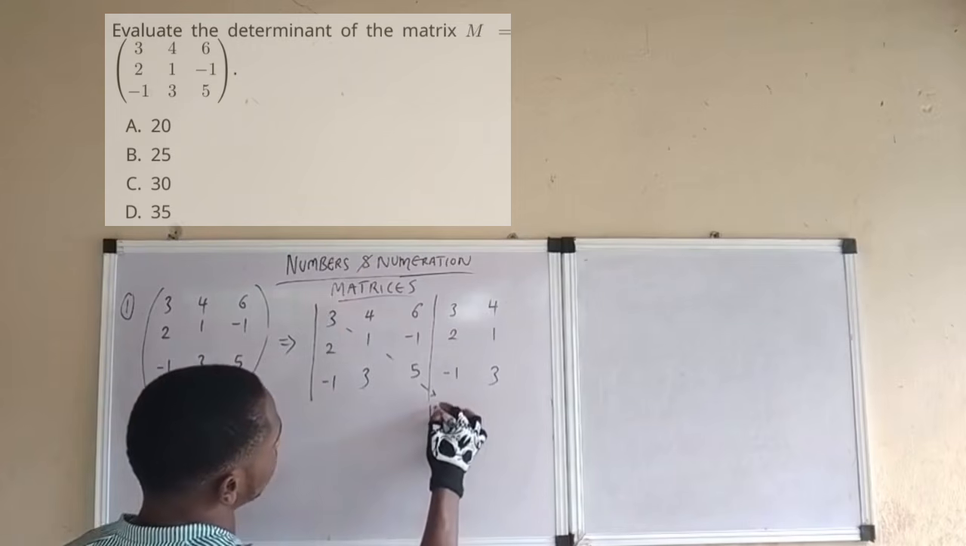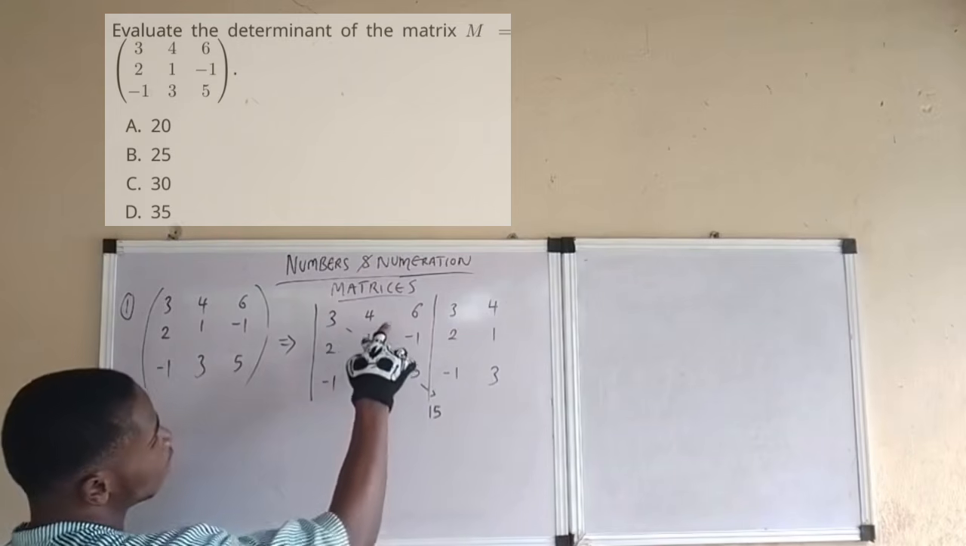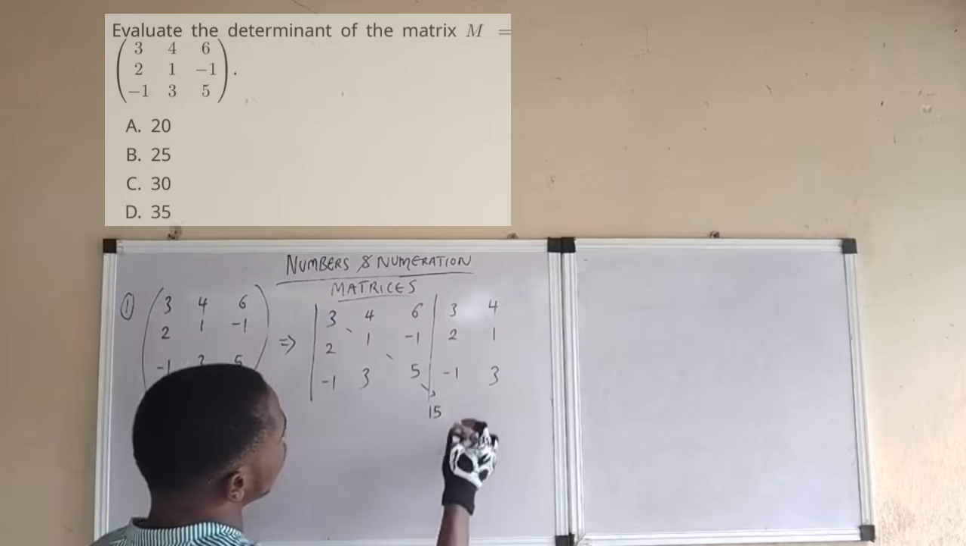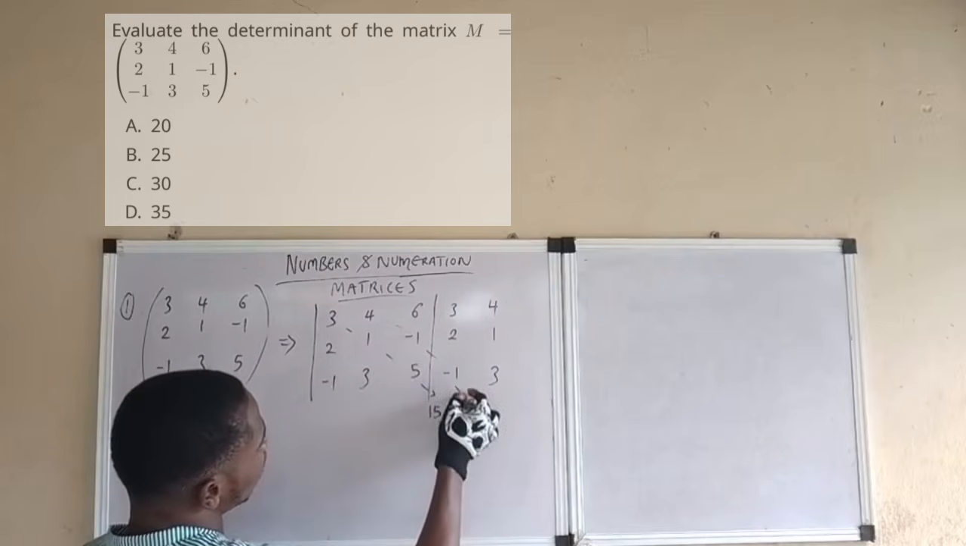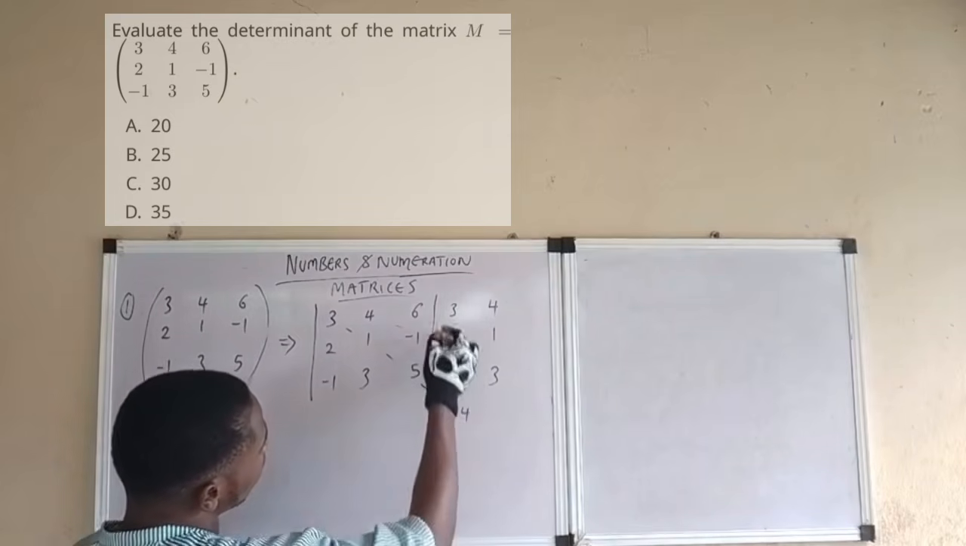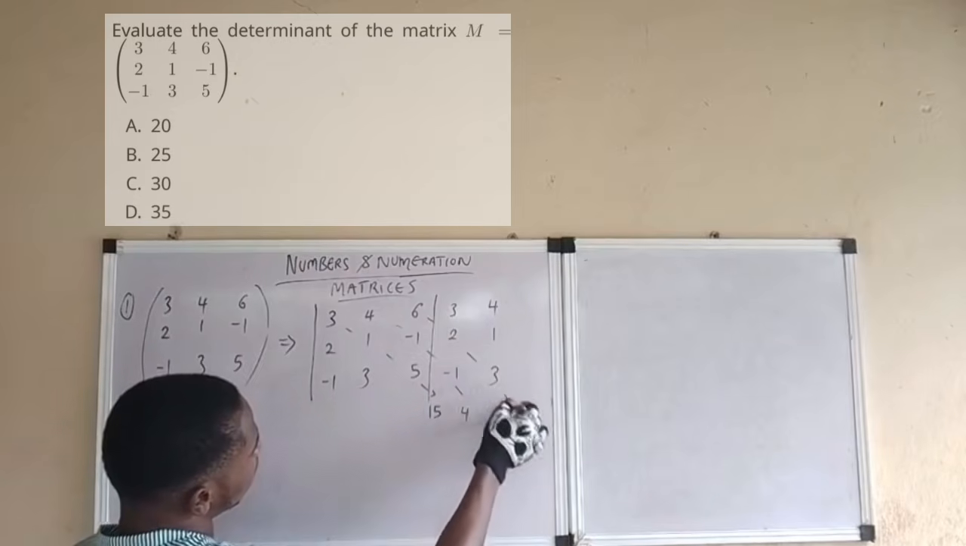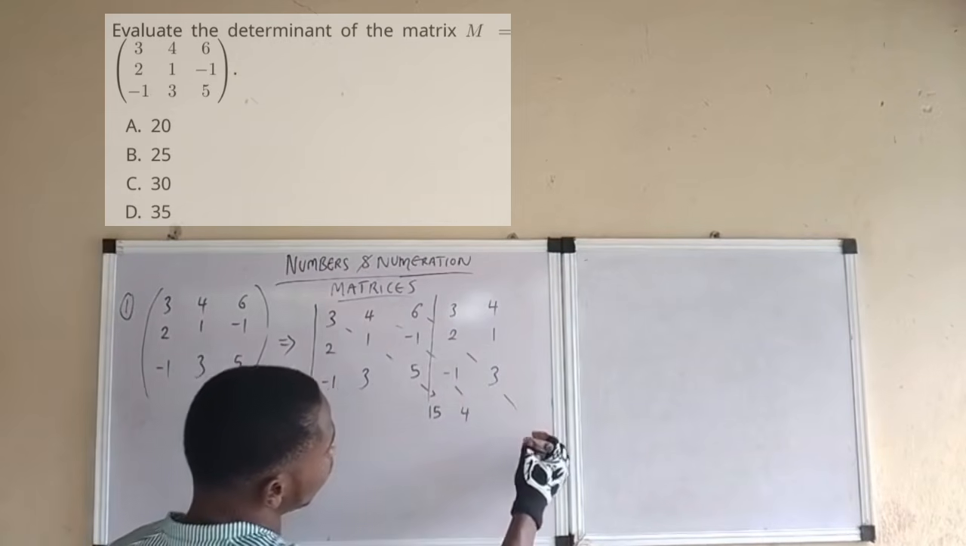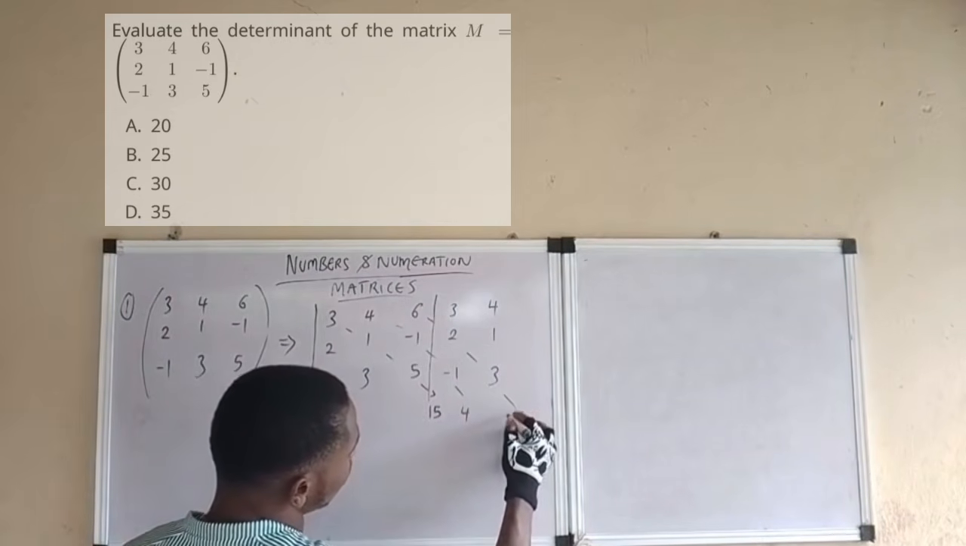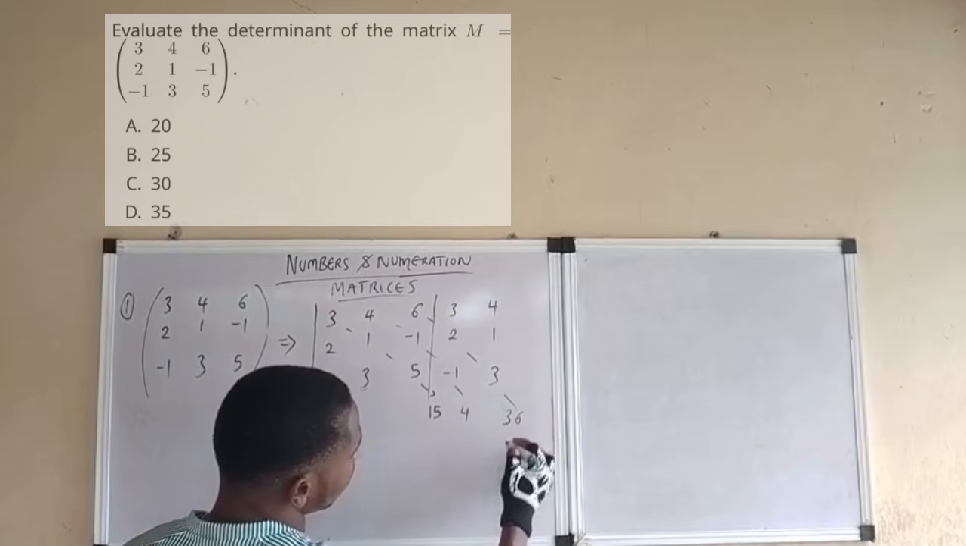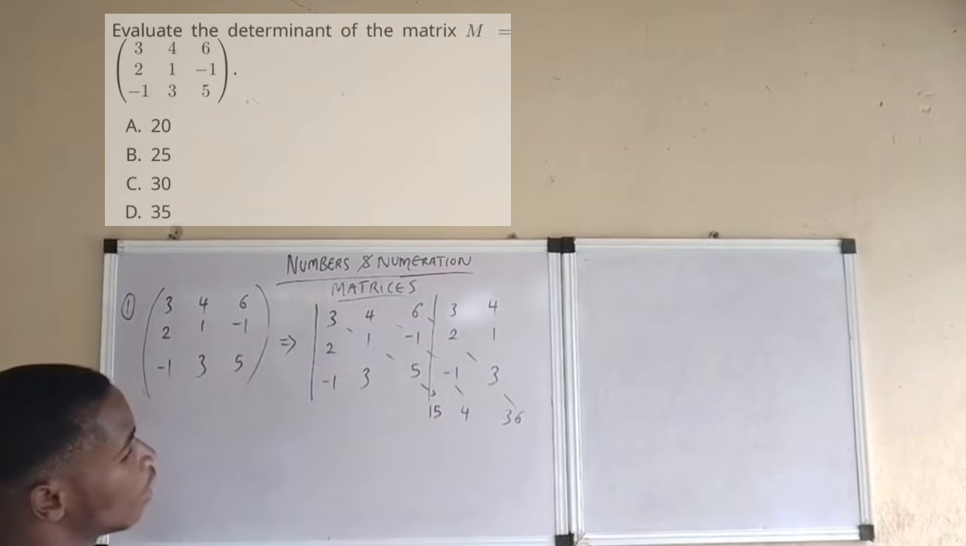Write the value here. Now move to the next number. 4 times minus 1 times minus 1. That's going to give us 4. Multiply diagonally like this. All right? Multiply diagonally again like this. So 6 times 2 is 12. And 12 times 3, that's going to give us, that's 36. All right? So do you see the way?